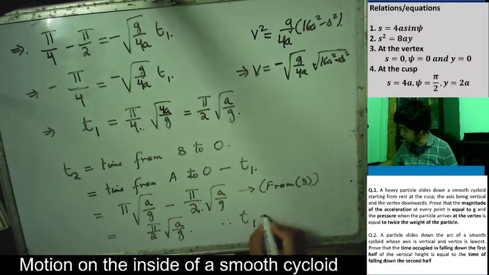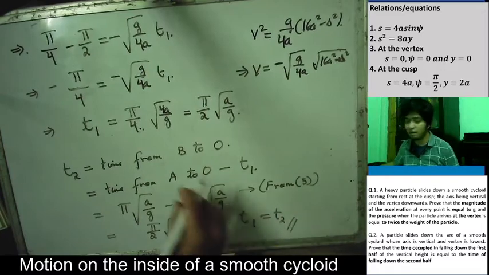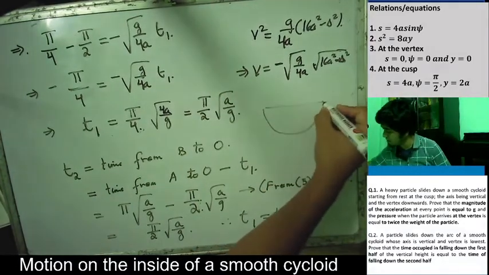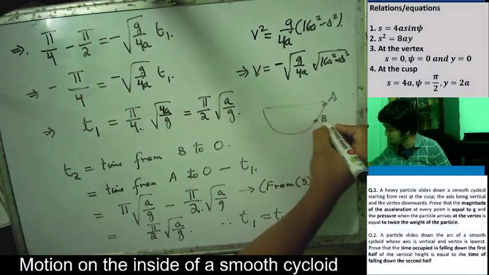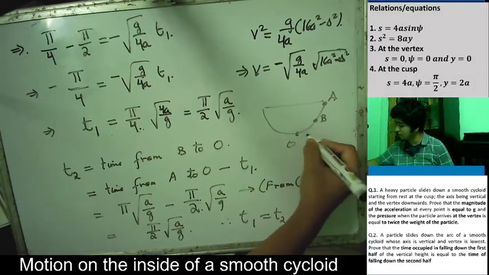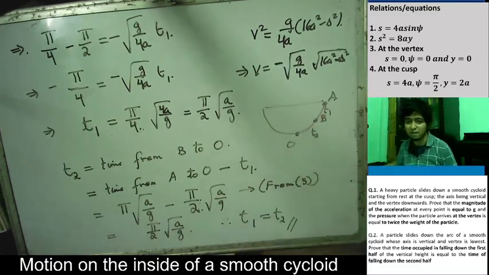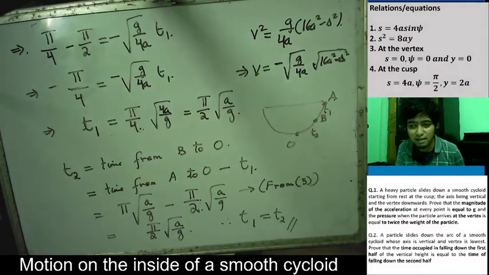Therefore, t1 is equal to t2. So we are done. If you remember the picture, the time from A to B is t1. The time from B to O is t2. So the time for the first half is equal to the time in the second half. That is all for today.